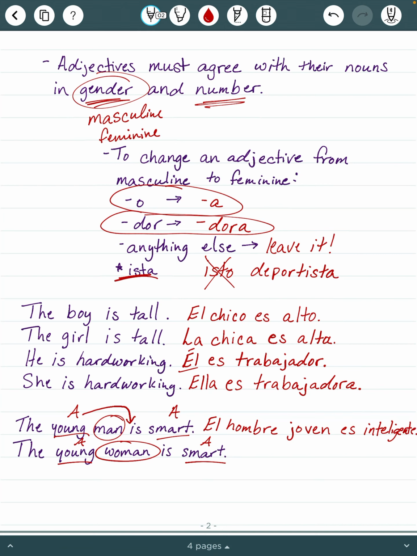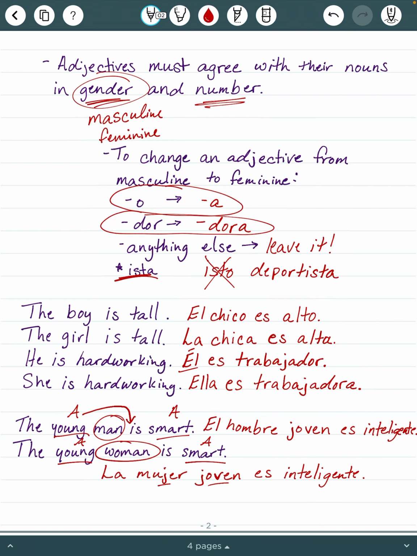All right, to talk about the young woman being smart. So this one, I'm going to write the woman who is young is smart. So the woman will be la mujer. Young is joven. Es for is, smart, inteligente. So we have our word order right. We moved our adjective to after our noun.